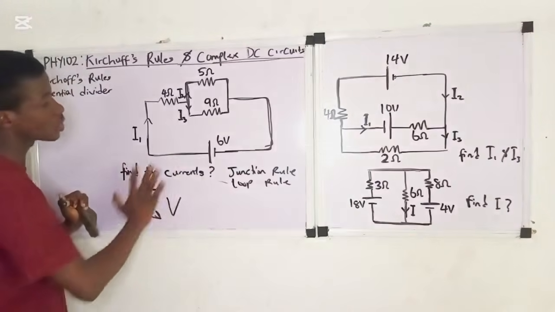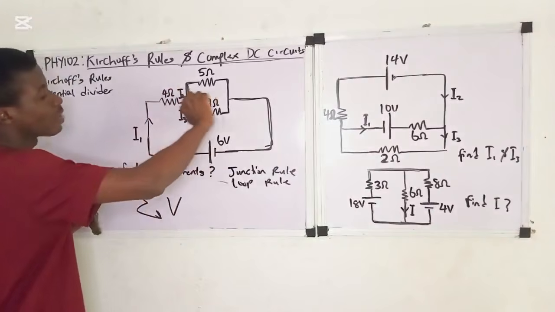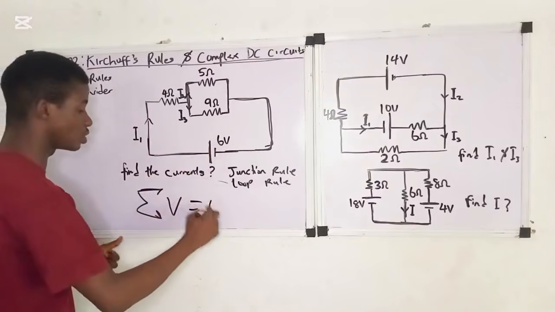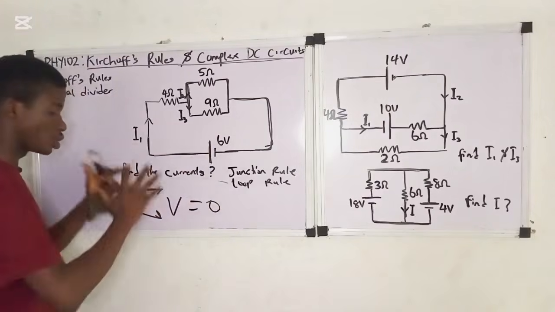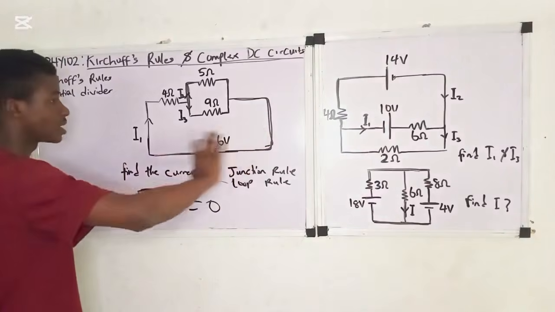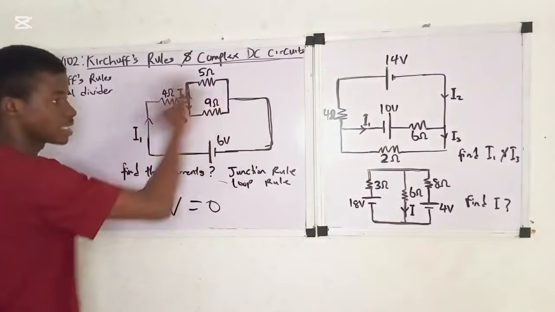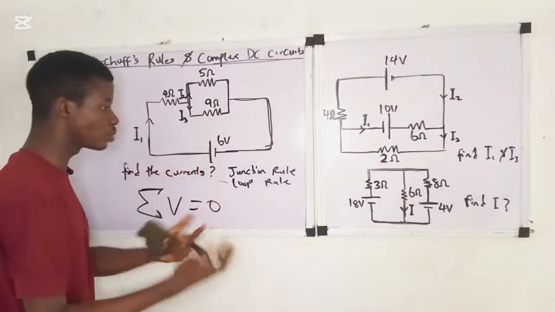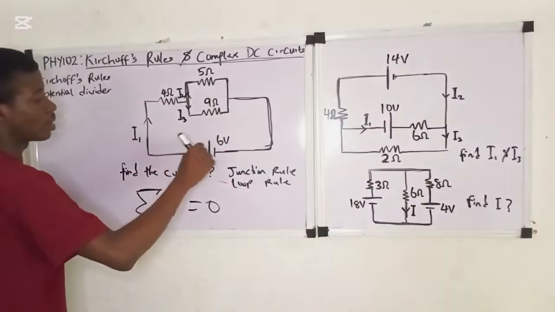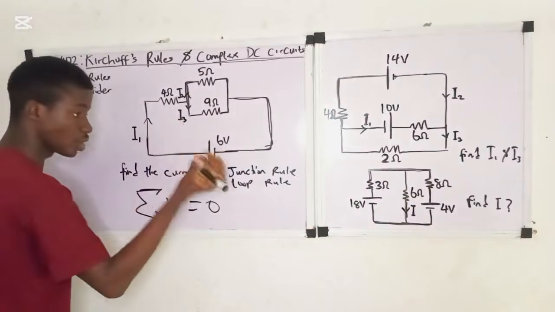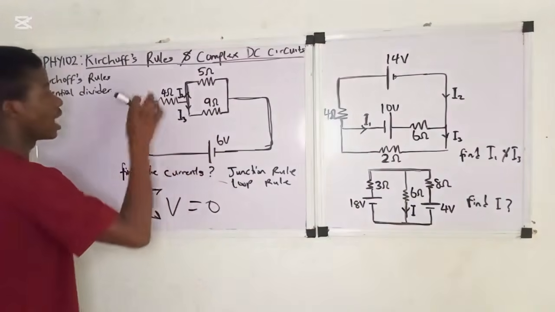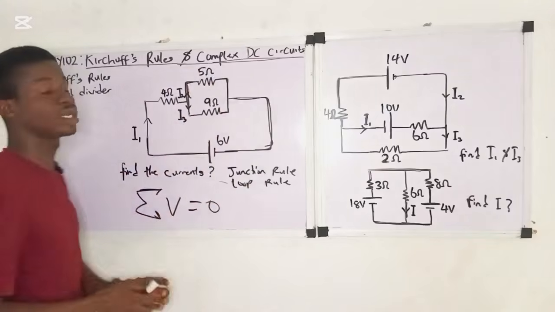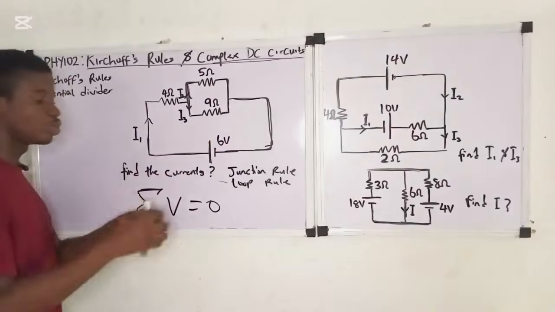The loop rule says that the total potential difference across each component of a circuit equals 0. So the sum of the potential differences across each component of a circuit, this is a circuit, right? The loop rule says that the sum of the potential differences across each component of a circuit equals 0. So that is what the loop rule states.